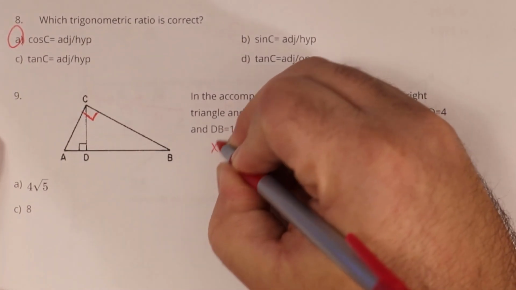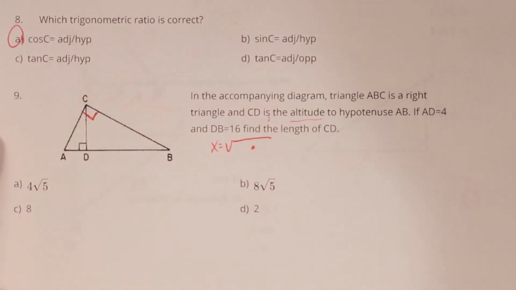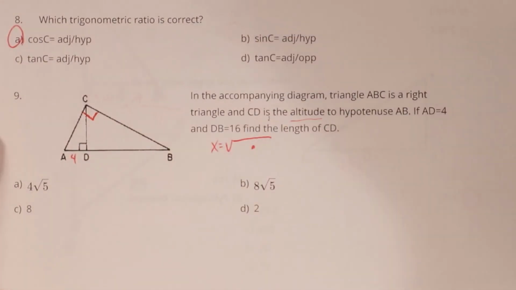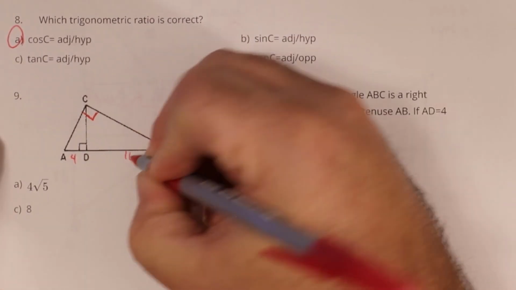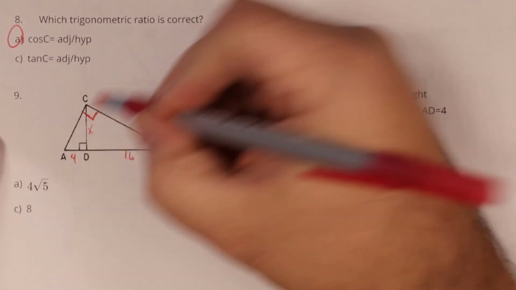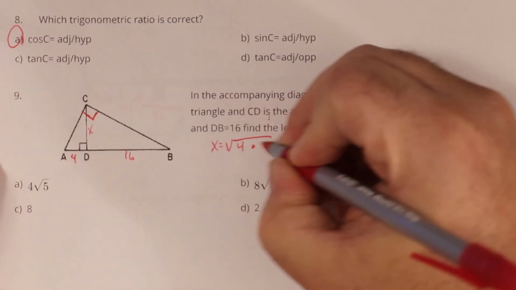So it's going to be where it's the product and then you square root it. So AD is 4, that's the left side. DB is 16, that's the right side. And then it says find the length of CD, and that's right here in the middle of them. So we're just going to use those pieces the way they are, the 4 and the 16.